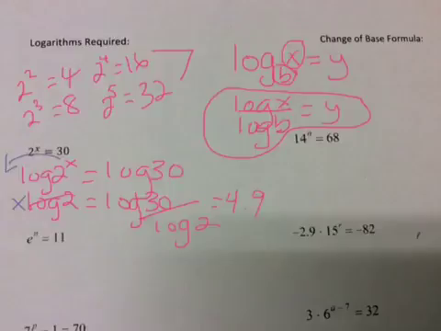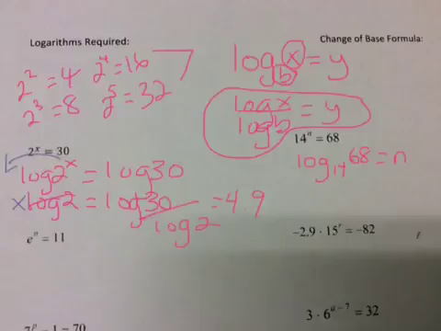14 to the n equals 68. So this time I'm going to use a different approach. I could do the same thing as I did last time. I can take the log of both sides. I'm going to try an approach where I rewrite it in log form. So my log has a base of 14, the argument is 68, and my exponent is n. 14 to the power of n equals 68.